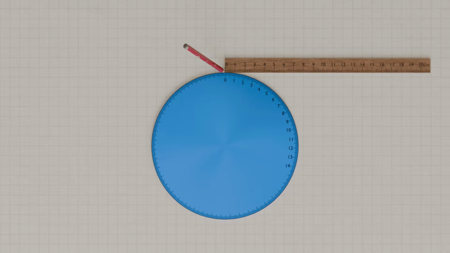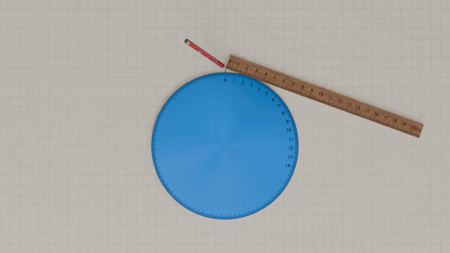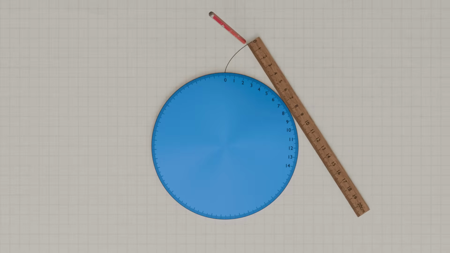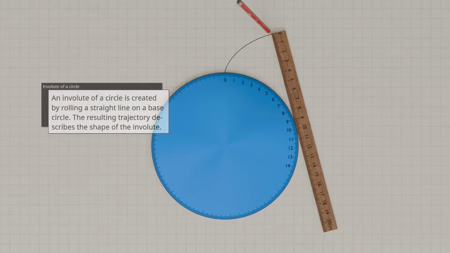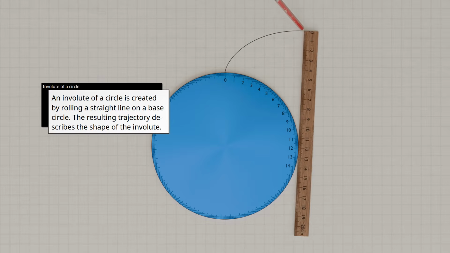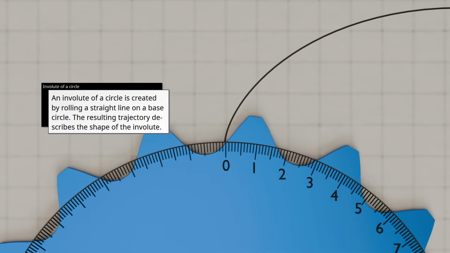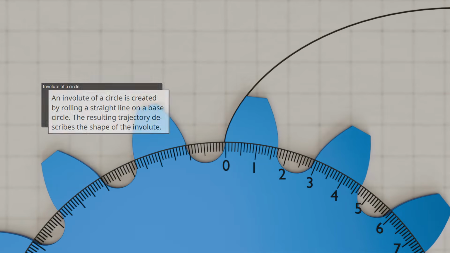We place the pencil at the 0 point of the ruler. Then roll the ruler along the disc without sliding. The pencil now draws the involute. Note, an involute of a circle is created by rolling a straight line on a base circle. The resulting trajectory describes the shape of the involute.